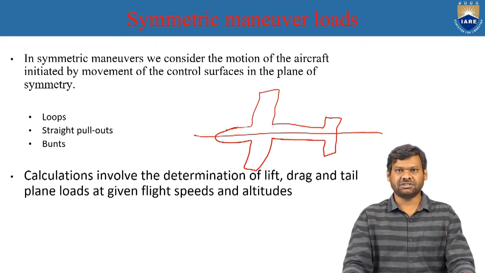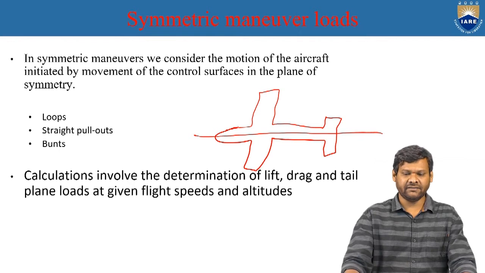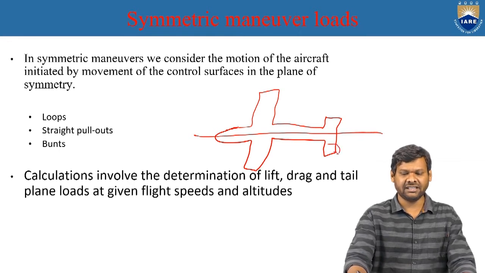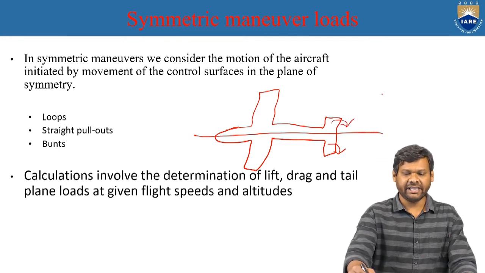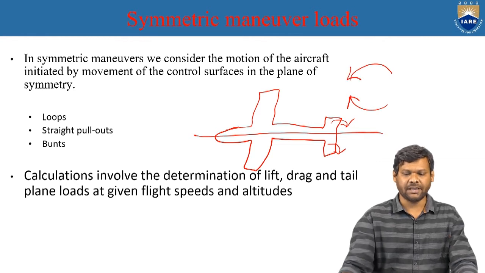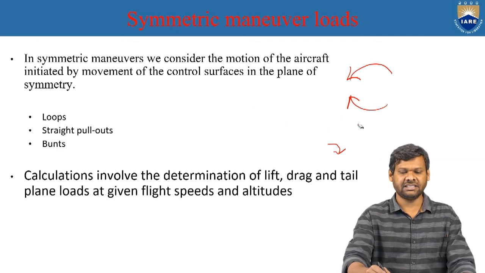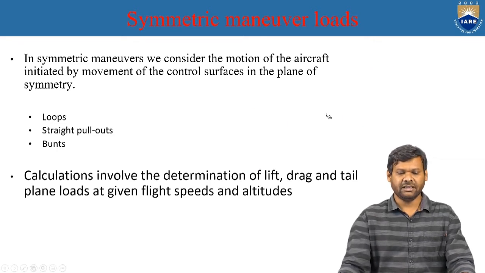These symmetric loads are applied when there is a movement of a control surface of an airplane in the plane of symmetry, and that happens when there is a deflection in ailerons, sorry, in elevators. As a result, the airplane will be pitching up or pitching down. During this time, the forces are acting on an airplane. This is called the symmetric maneuver. These symmetric maneuvers come because of loops, straight pullouts, and bunts.